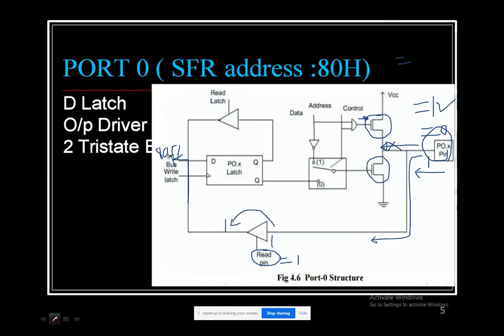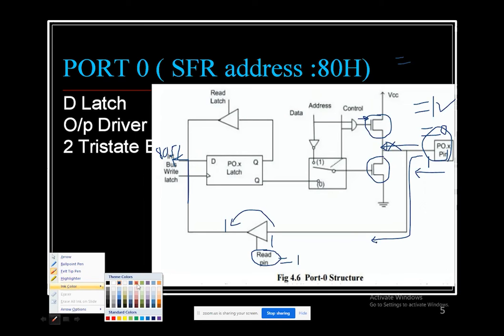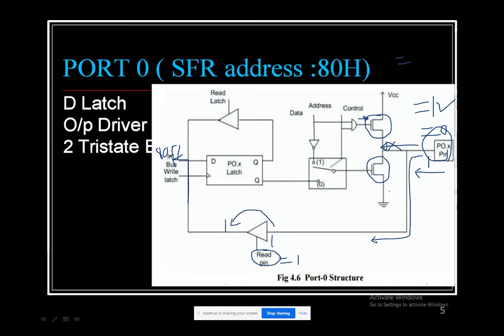Now let us suppose the other case, where it works as an output, that is, we are making this 0. That means whatever the 8051 gives should reach over here and go like this. For example, if the 8051 has given the data 1, from here it will reach the D flip-flop. We know the working of the D flip-flop. This one will be transferred to the output.